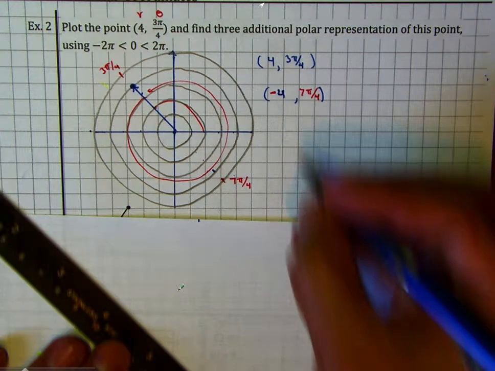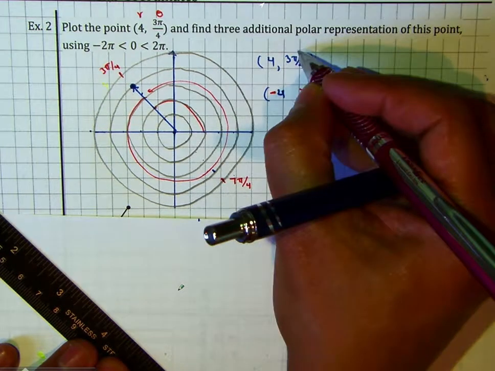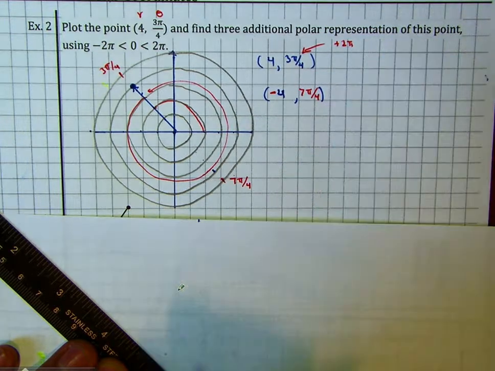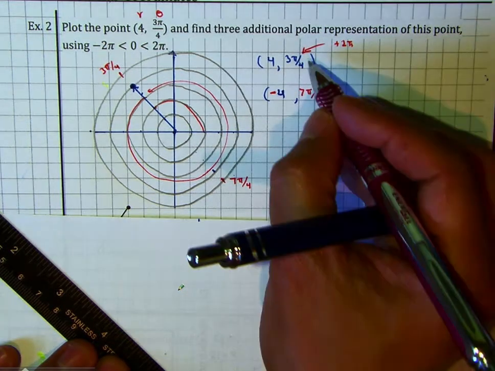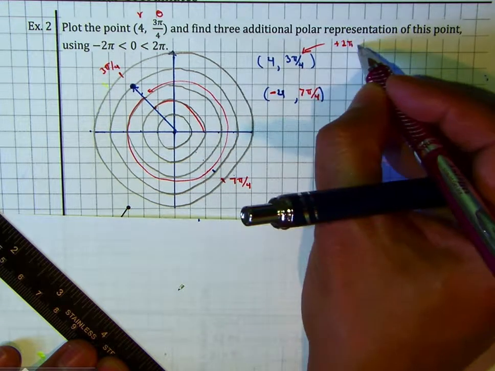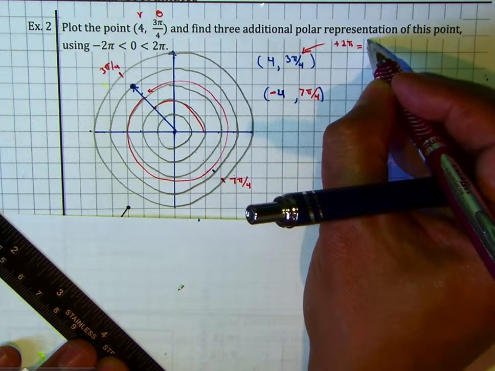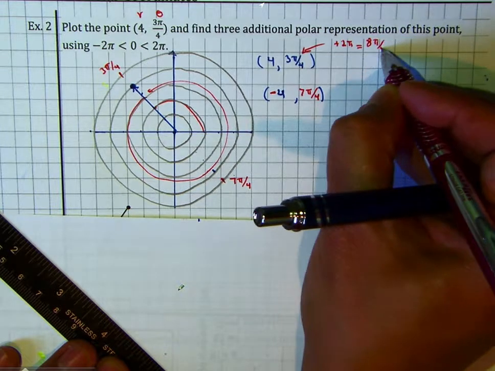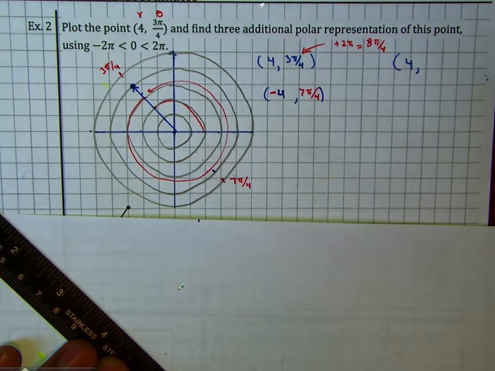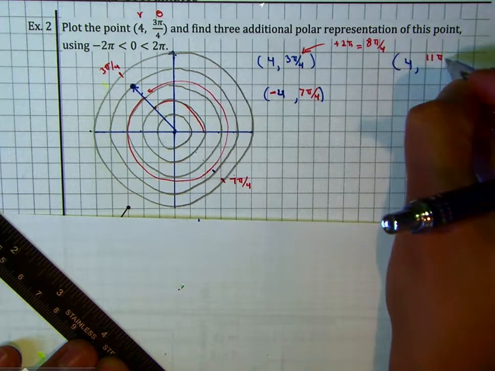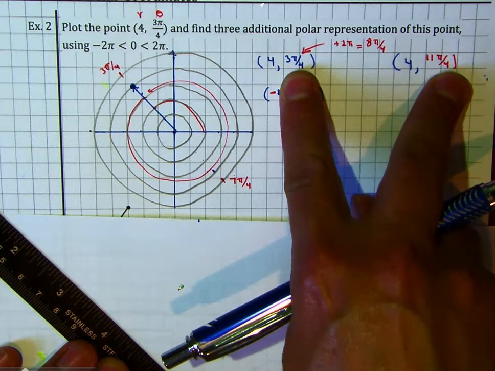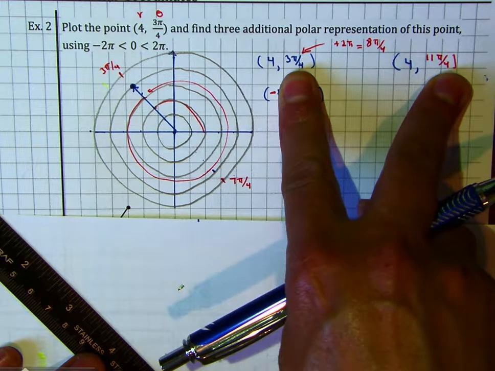So therefore I can add plus 2 pi to the angle. This is 3 pi over 4, so I'm dealing with fourths. 2 pi will be how many fourths? 8 pi over 4. So therefore I'm going to add, and that gives me 11 pi over 4. Do you remember the name of those two angles? 3 pi over 4 and 11 pi over 4 will be coterminal angles.